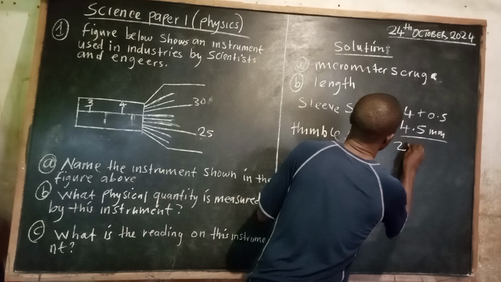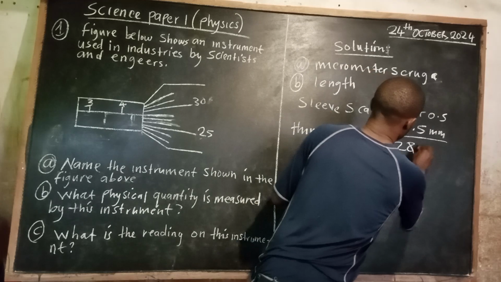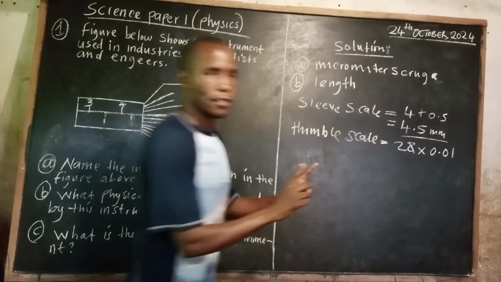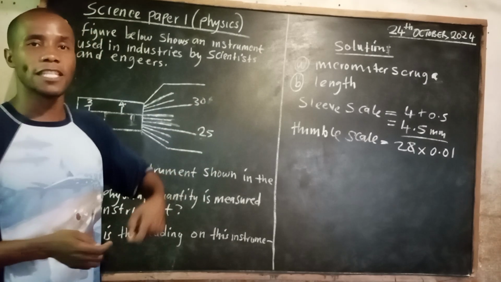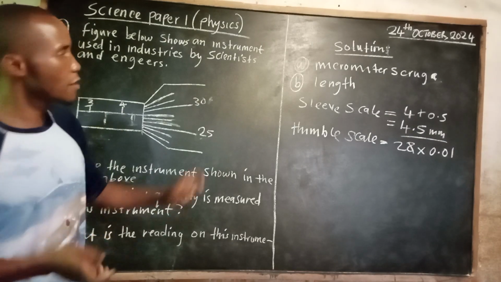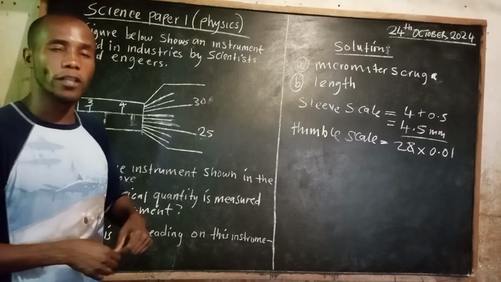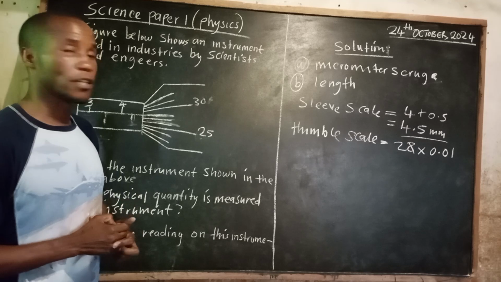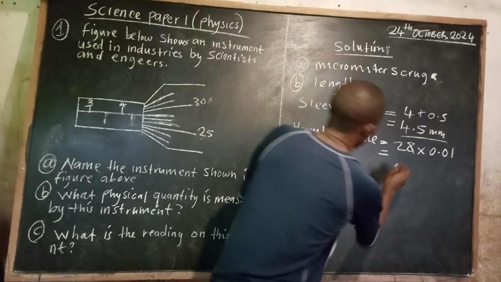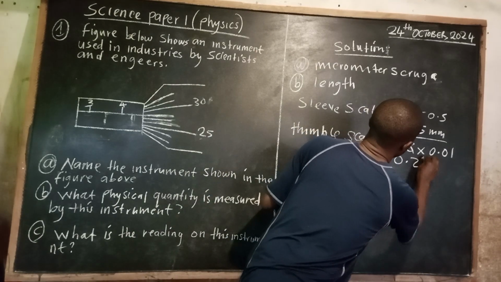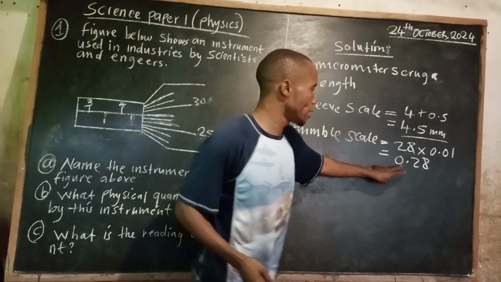Now, when you say 28 and you are in millimeters, you have to multiply that 28 by 0.01 always. That is the standard. If the numbers are in centimeters, you have to say 28 times 0.001. You should not forget that concept, very, very important. So the answer we get here is 0.28, because 28 times 0.01 is 0.28.